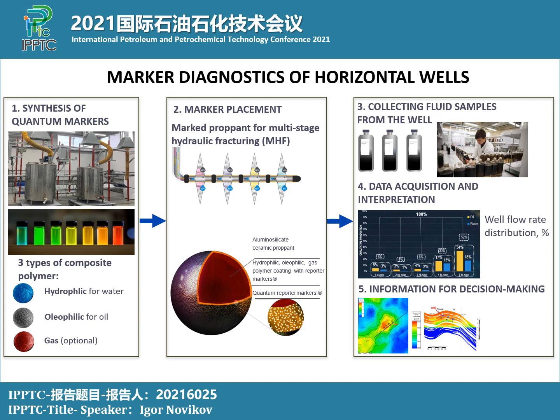The marker-based technology has 5 main steps. The first step is the synthesis of the quantum markers. We produce them in our manufacturing, and they are different. They can be contacted to water, to oil, and to gas. The second step is the placement of the marked propant in the formation. For each stage we use different codes to identify the inflow differences. And this marked propant needs to be pumped as a regular propant as the last propant pack for each stage.